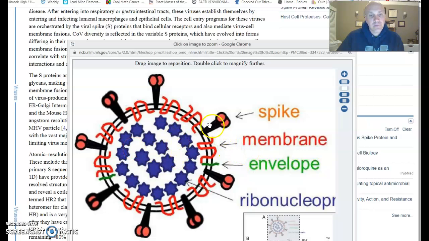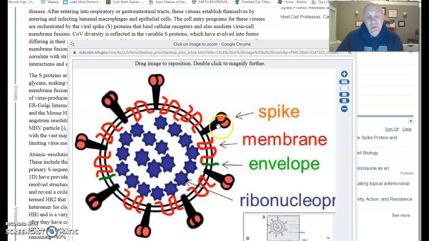Hey guys, in this video I'm going to be focusing on an aspect of the coronavirus which has a pretty good connection with what we were talking about in class before class ended. What we're going to be talking about is the interaction between the spike protein, or the S protein, and how it resides in the membrane of the virus.